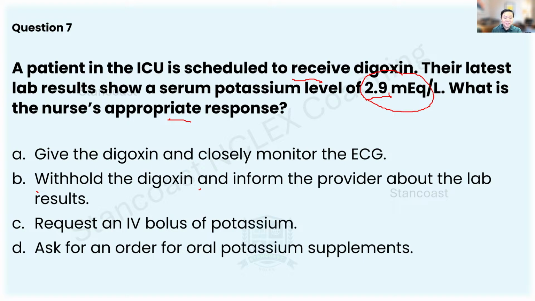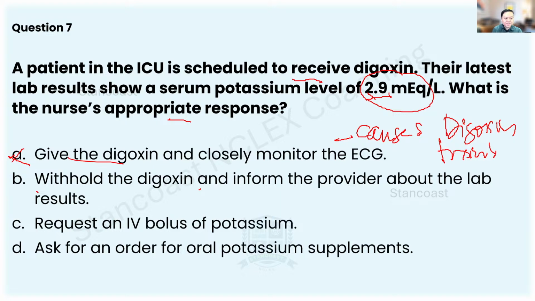If you had answered letter A, give the digoxin and closely monitor the ECG, that is already incorrect, right? Whenever there is hypokalemia, do not give digoxin. That's the rule. Because when that happens, it can lead to digoxin toxicity.